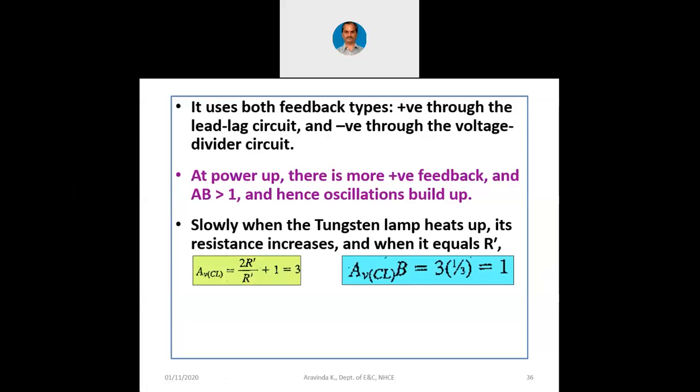Now, when we use a tungsten lamp, the advantage is that somehow the system will stabilize by itself. And we don't have to have a fine tuning there. There is no manual work required in the case of the circuit shown here. Otherwise, if you have to replace the tungsten lamp, then we have to connect a separate small preset. Using that, we have to fine tune for getting the output.